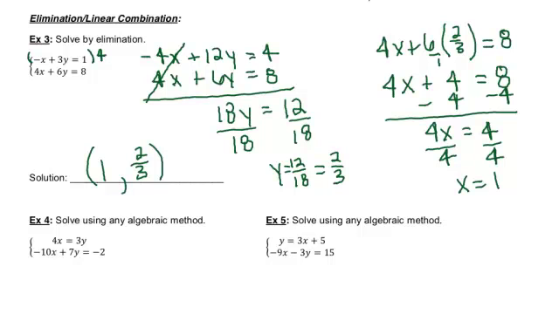Now notice that our solution has a fraction in it. If we were to graph these two equations, we wouldn't be able to find the exact point where they intersect. We could round, we could estimate, but we couldn't find that exact 2/3 for our y value. So again, sometimes elimination or substitution will work better than graphing, just depending on what your equations are.